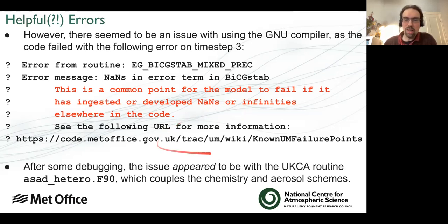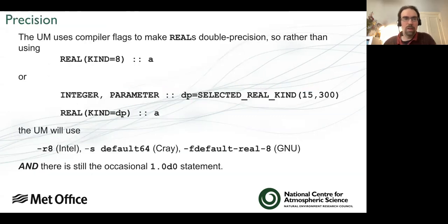And I did some debugging, and it looked like actually there was a UKCA routine. This is Azad hetero, and this allows chemistry and aerosol to couple together. And so somehow there was a NaN appearing in this routine, and I didn't quite know why. This suite ran, this configuration of the code ran perfectly well on other compilers on other systems. Why was it failing on the virtual machine?